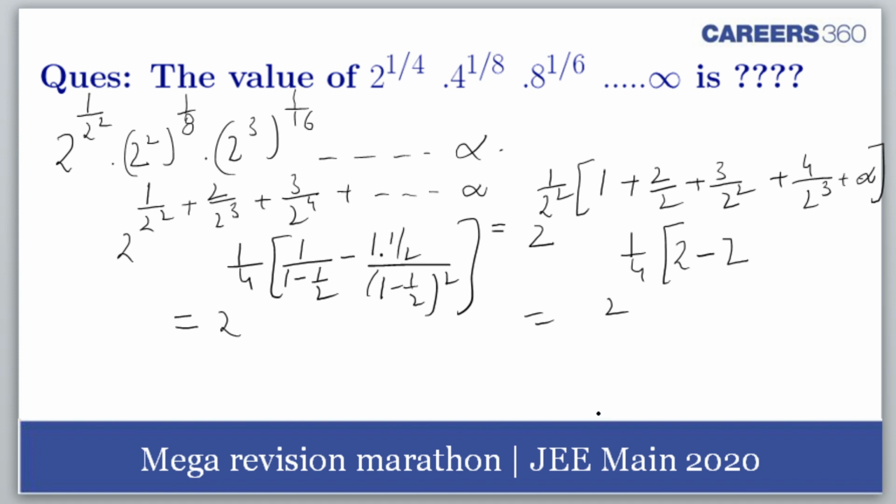Something wrong I have done? That's coming out as 1. Seems bizarre. 2 raised to power 0. Why it can be 0? I did some mistake, beta. AP dr, A is 1, D is 1, R is 1 by 2. What mistake I have done? A upon 1 minus R minus dr upon 1 minus R square. Yes, it's coming 0 only. That is wrong. It shouldn't come as 1. I think I've done some mistake.